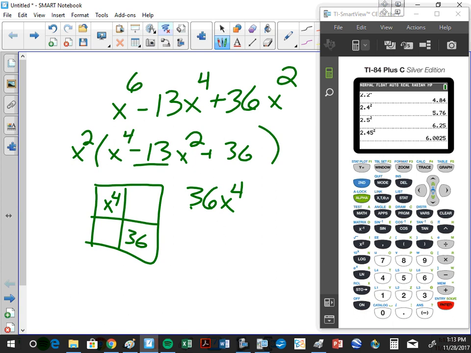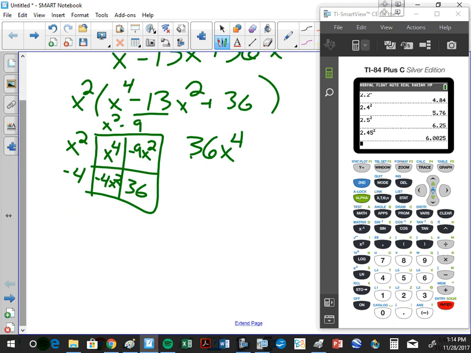Okay, what are they? Negative 9 and negative 4. Negative 9x squared and negative 4x squared. The top row shares an x squared, which leaves me with x squared minus 9, and then x squared minus 4. So my factors are x squared minus 9 and x squared minus 4.